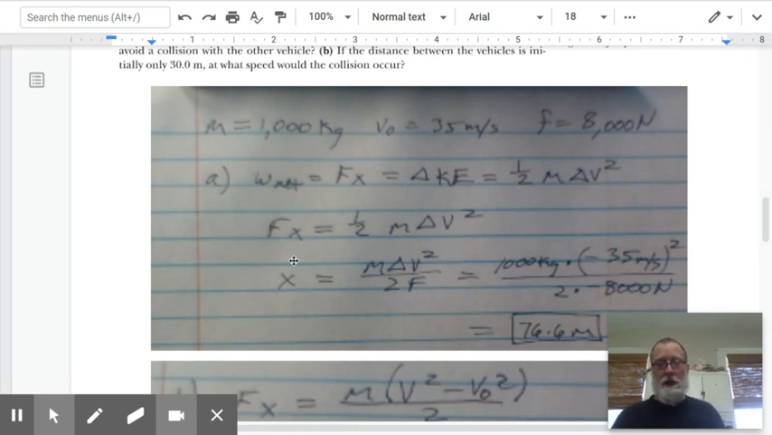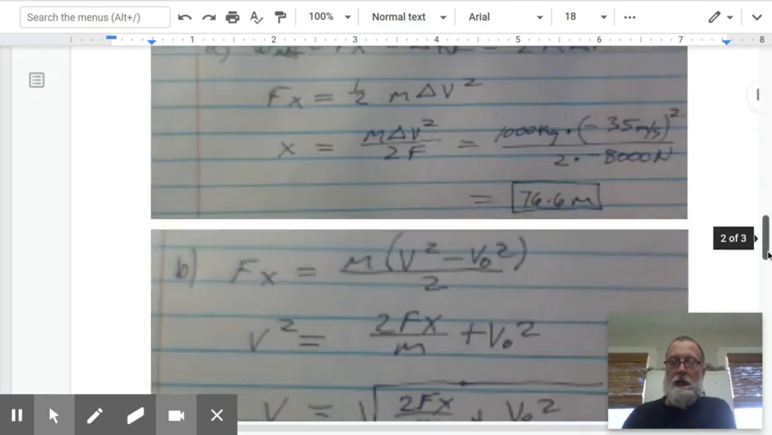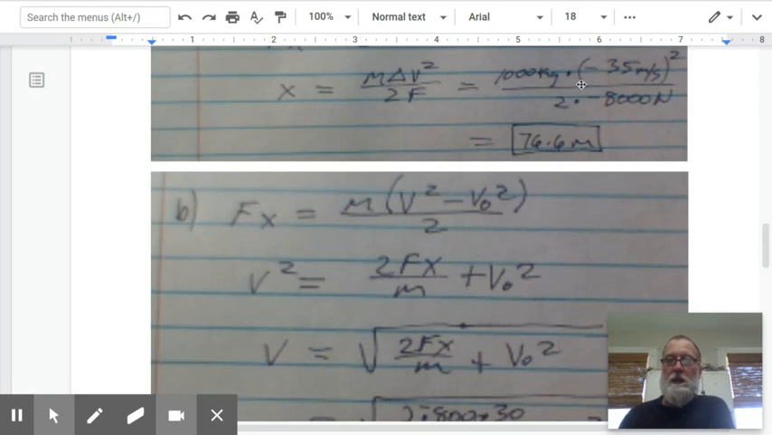So we'll set those two equations equal to each other, and then we want to rearrange for x. So all I'm going to do is take this equation and divide both sides by f. And then plugging our numbers in, we have 1,000 kilograms times 35 meters per second squared divided by 2 divided by a negative 8,000 newtons. And this negative will cancel that negative. This negative should have been outside the parentheses. Those two negatives will cancel out, and we have a distance of 76.6 meters.